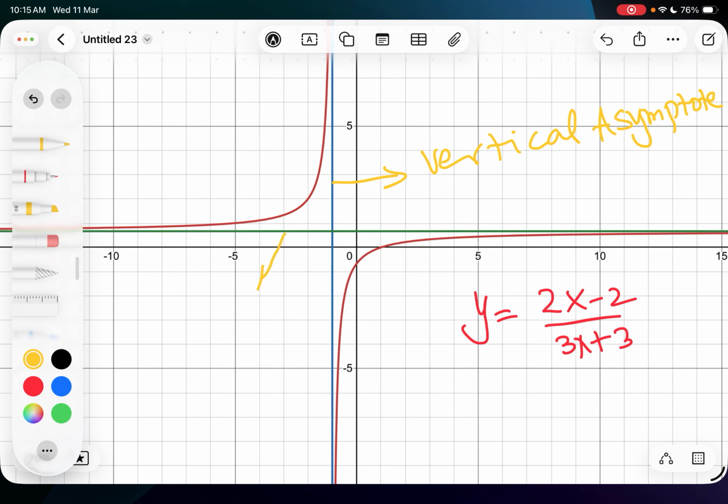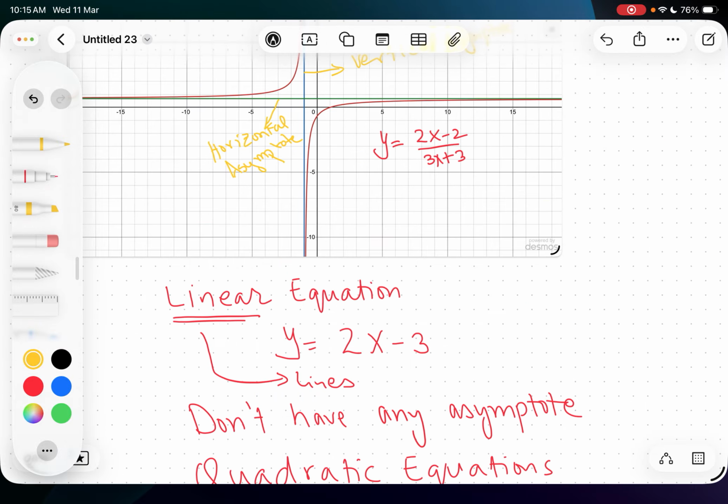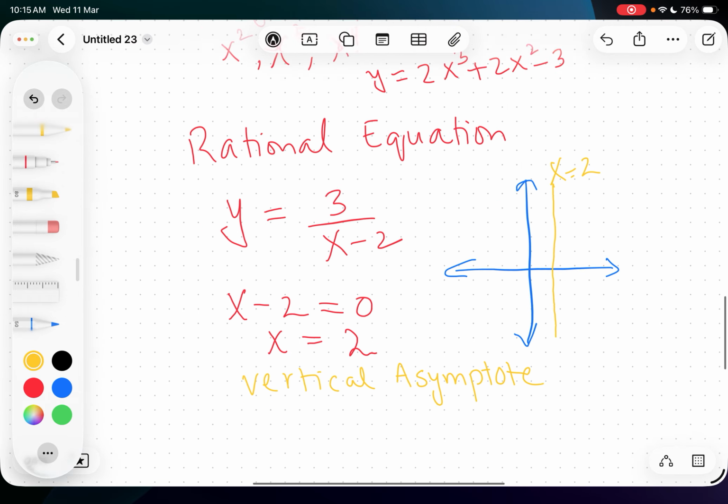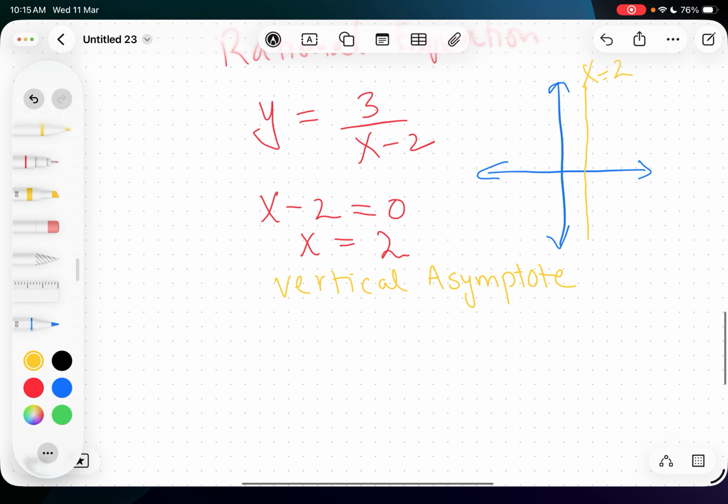Now you can see that there is another line. This is a horizontal line. This is a horizontal asymptote. Okay, so we were discussing the equation y is equal to 3 over x minus 2. We have already calculated its vertical asymptote, which is x is equal to 2. Now I'll explain how to find its horizontal asymptote.